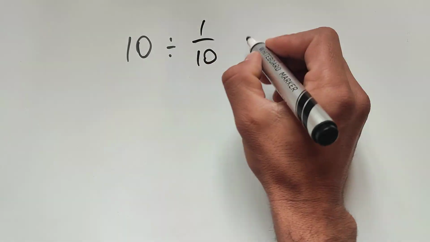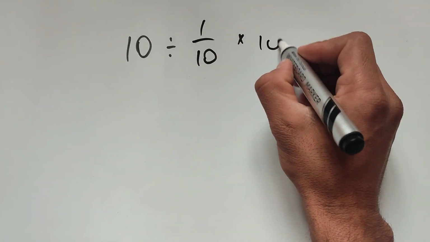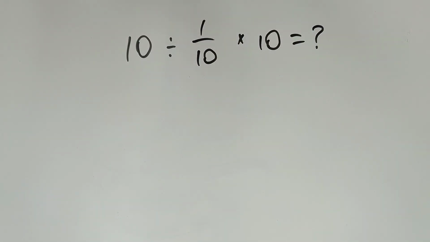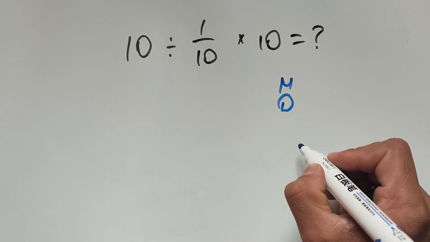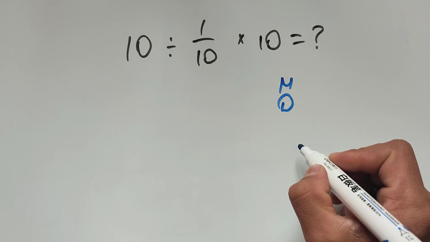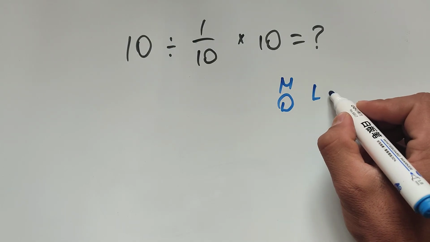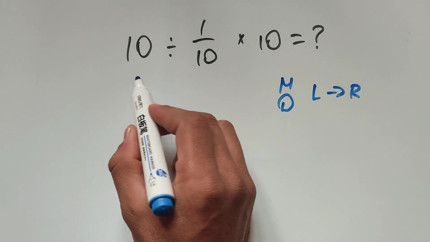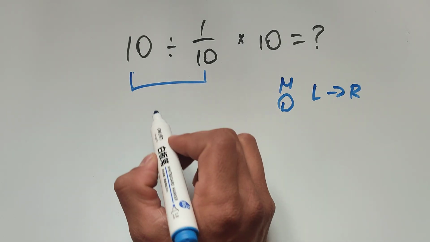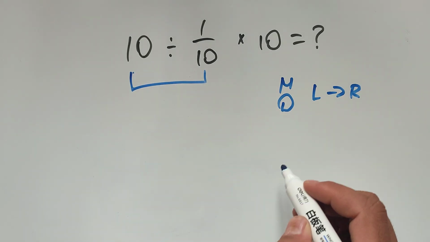1 over 10 multiplied by 10, because according to the order of operations, multiplication and division have equal priority. That's why we have to begin to work from the left to the right, and according to this rule we have to do this first, and here we can use this rule.